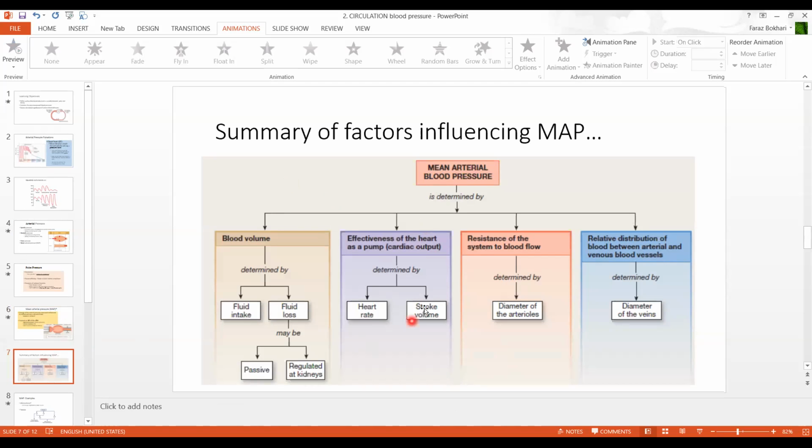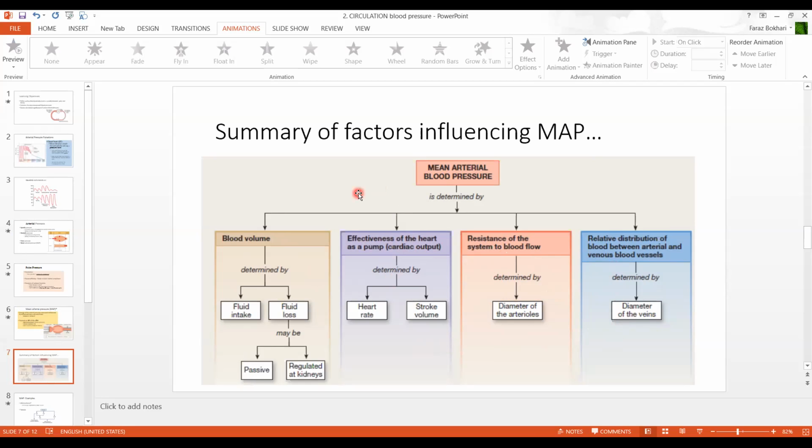This is the heart. This is the TPR. This is the blood volume. This is that relative distribution. Okay. Take a moment to see some more details.